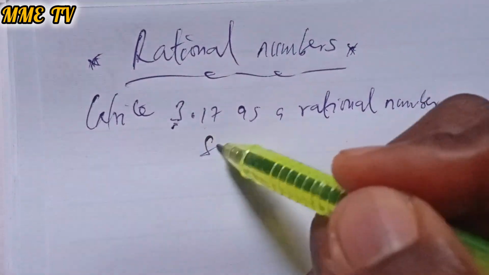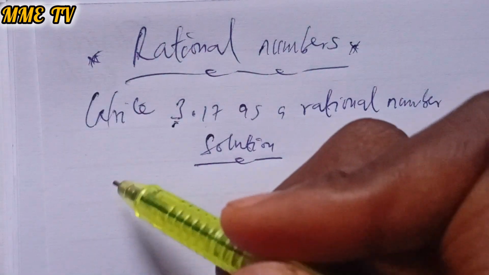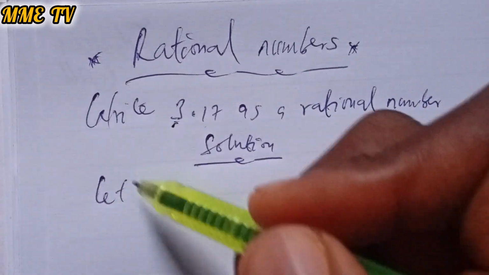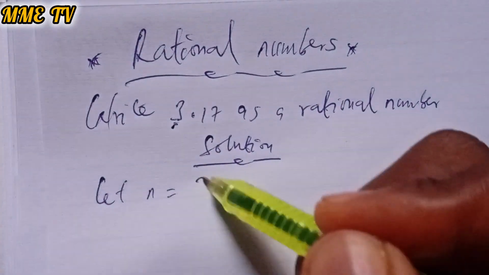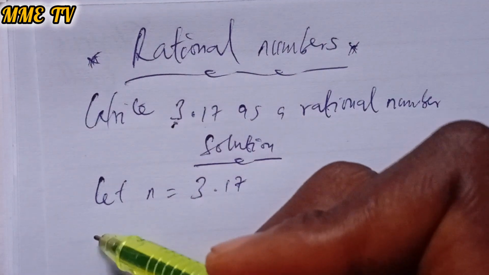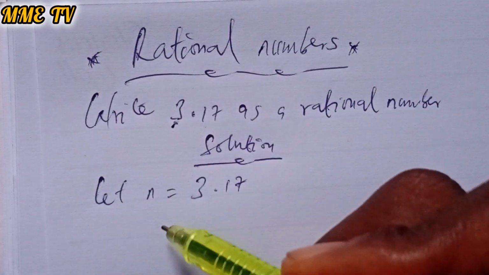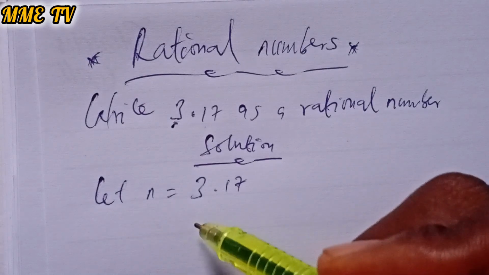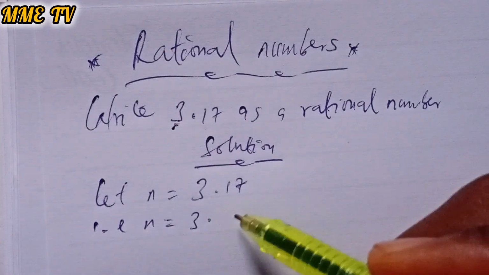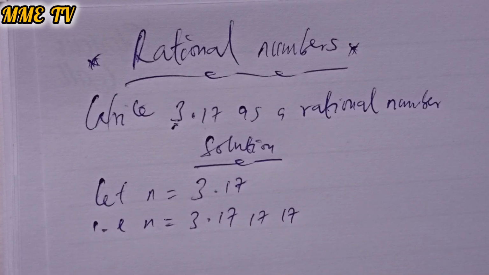Now, solution, just as we always do it, you will simply start by saying, you can choose it to be anything, but in this context, you can say, let n be equal to 3.17. What it means here is that I can simply say that n is equal to 3.171717. You understand what I'm saying here?